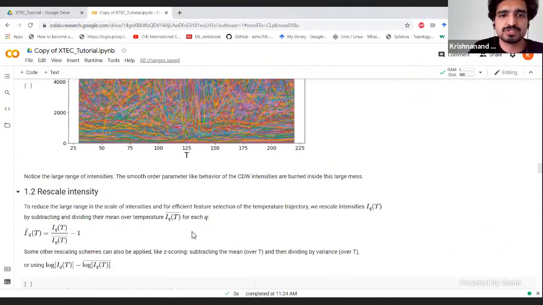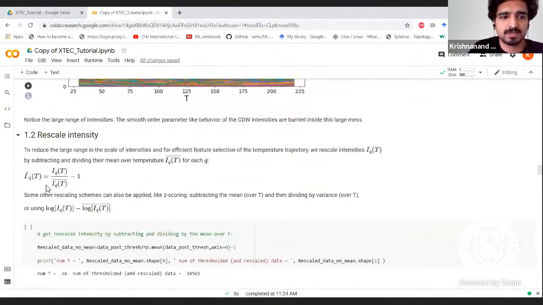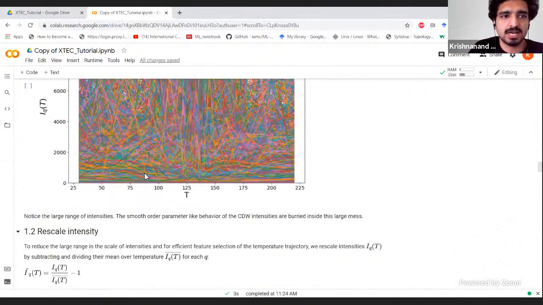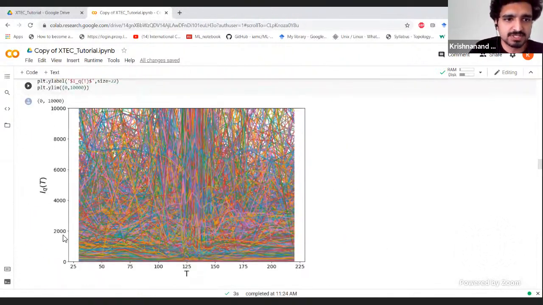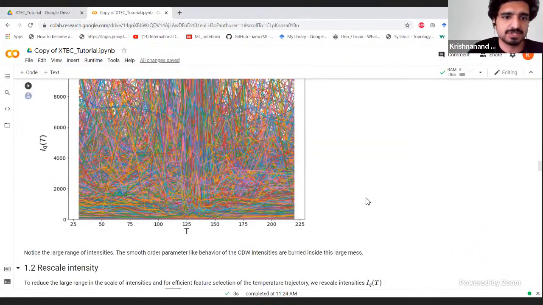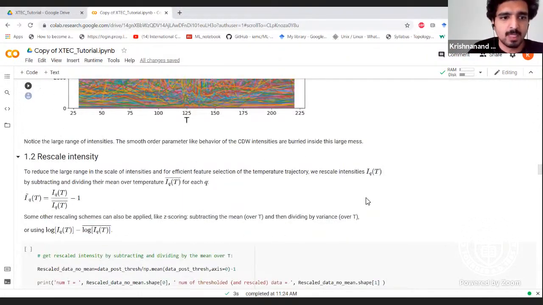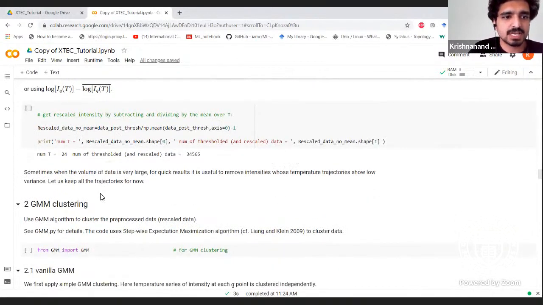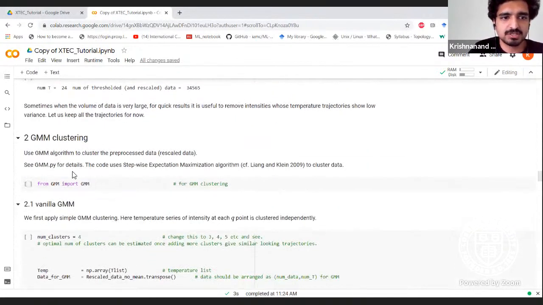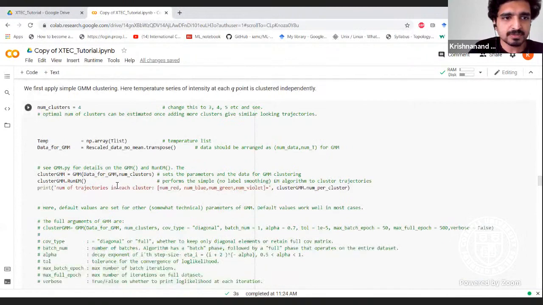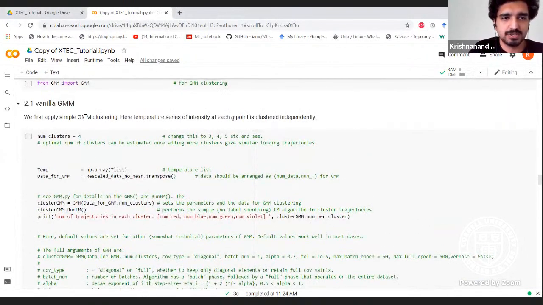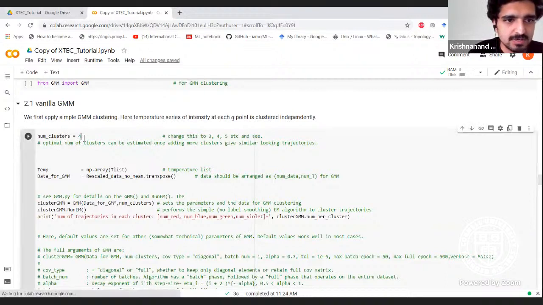Rescaling the intensity just removes the mean and rescales it so that we can address this large dynamic range of intensities. And we can focus on just the feature of their temperature trajectories. After this rescaling, we have the clustering, the Gaussian mixture model clustering. The first part is just the usual Gaussian mixture model, where we can set the number of clusters here. You can change this value to 2, 3, 4, 5 and see what happens.